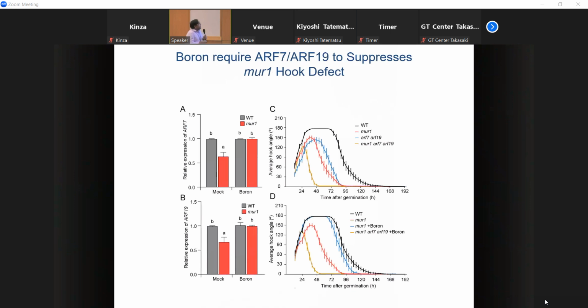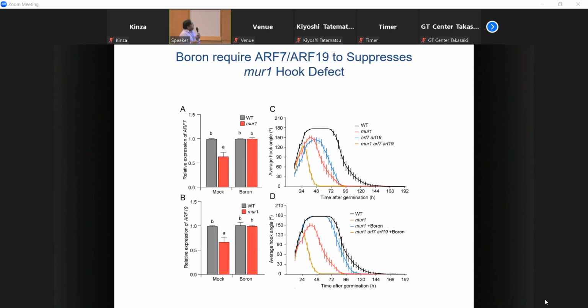So most interestingly, ARF7 is auxin response factor 7 and ARF19 is auxin response factor 19, both are crucial players for hook development. It is a well established concept. So arf7 arf19 also has a hook defect. You can see here, it also has a hook defect similar to mur1. And then we checked the expression of ARF7 and ARF19, and both decrease in the mur1 background. And very interestingly, when we provide the boron, ARF7 and ARF19 expression goes up to wild type. But why? Does boron enhance the expression of ARF7 and ARF19?